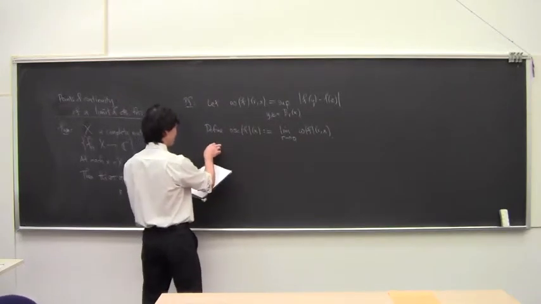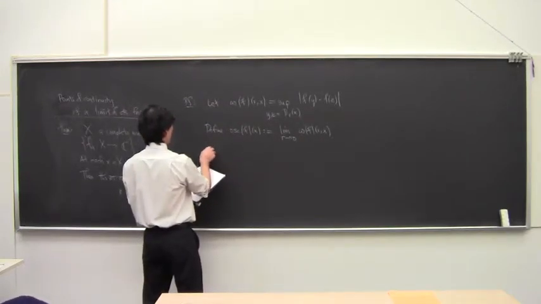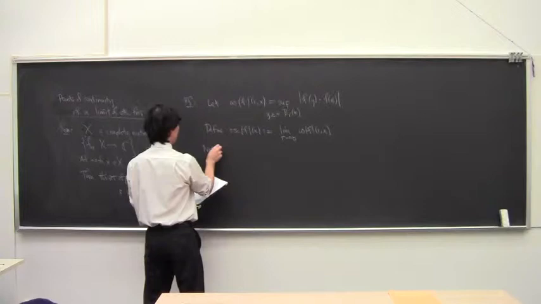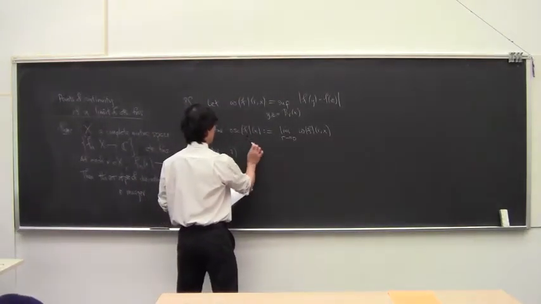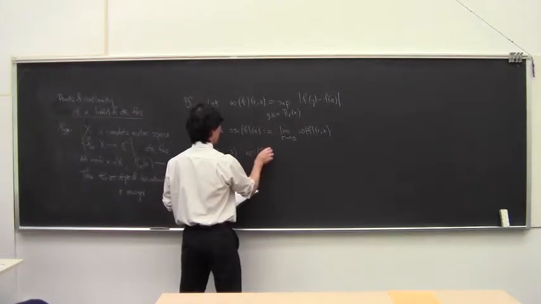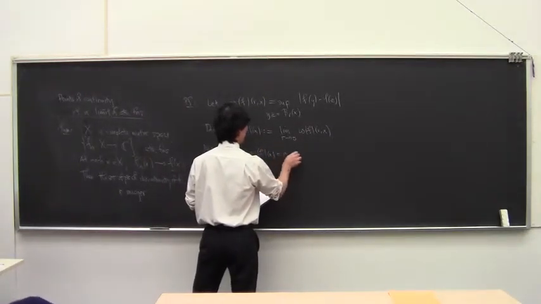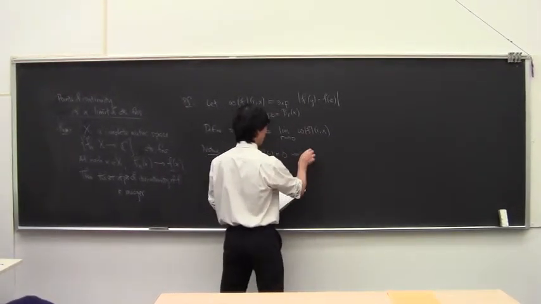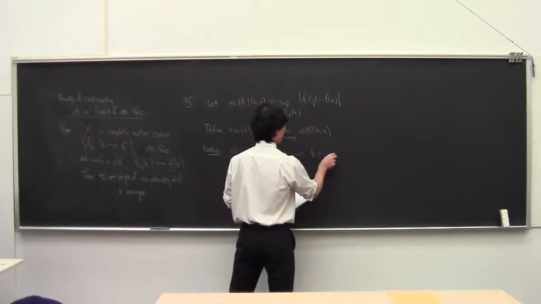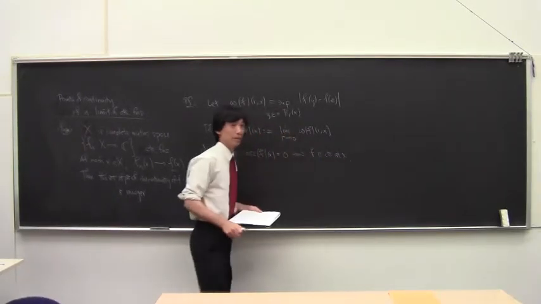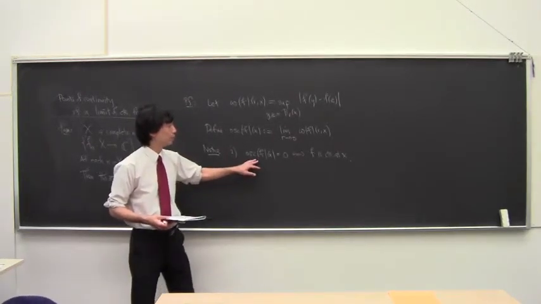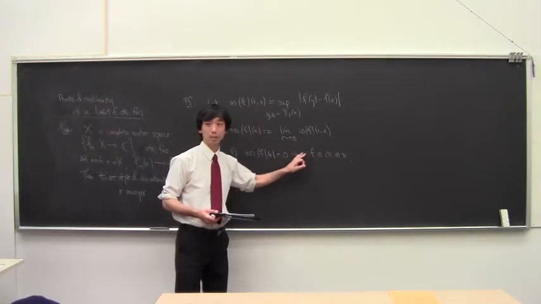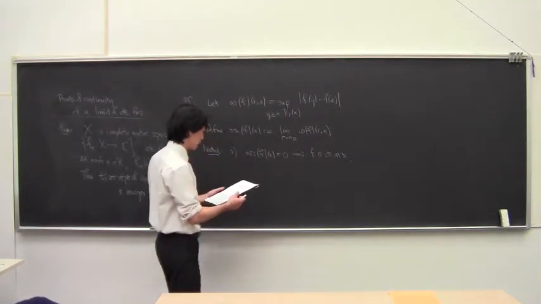Okay. So first we notice that the oscillation of f at x equals 0 is the same thing as saying that f is continuous at x. It's obvious, right? The oscillation is 0, and it is the same thing as saying the function is continuous at x.